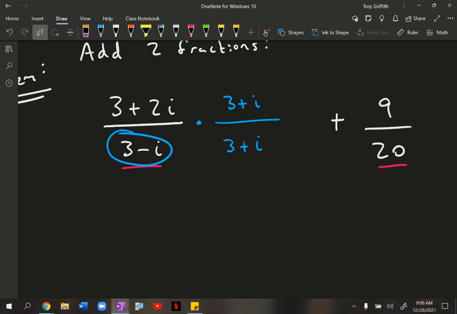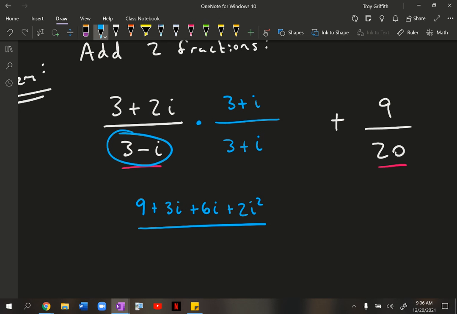So if I'm going to do this, 3 times 3 up on top is 9. 3 times i is a plus 3i. 2i times 3 is a plus 6i. And then 2i times i is plus 2i squared. All right, on the bottom, conjugates.